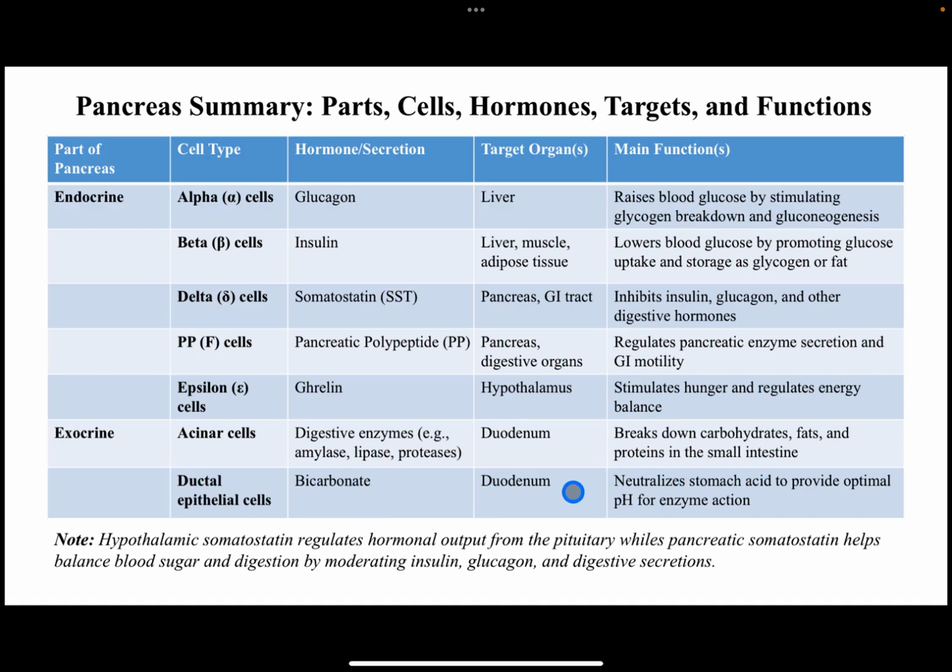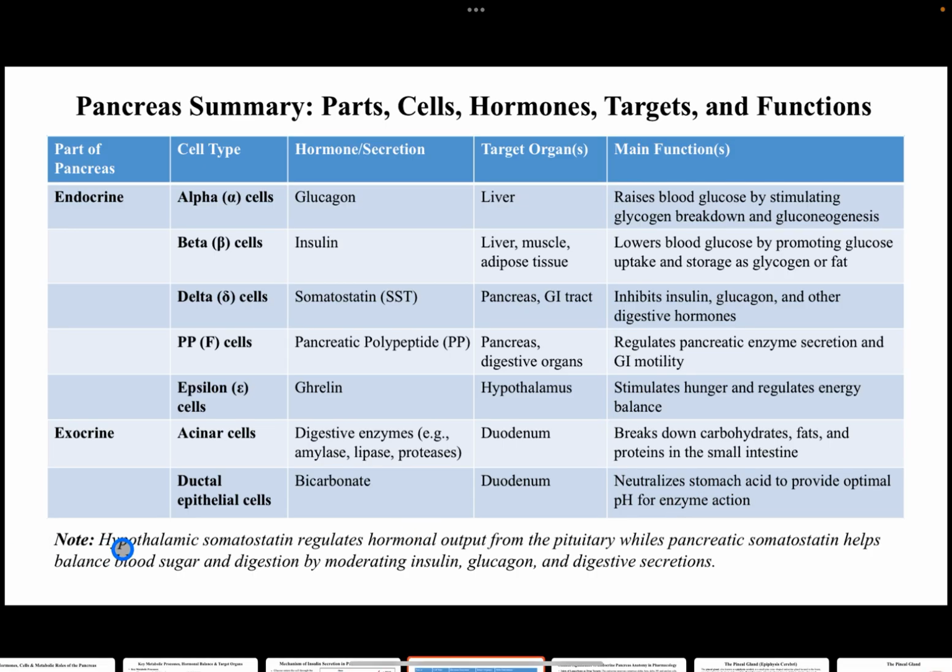Then we have the ductal cells. They secrete bicarbonate, and this bicarbonate is released into the duodenum. It works to neutralize stomach acid secretions to provide optimal pH for enzyme action.